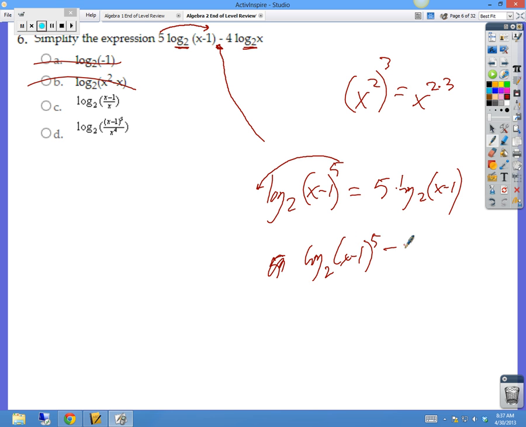Take away, I'm going to do the same thing. Take away log base 2 of x to the 4th. And now the subtract is going to lead to division. So I'm going to go log base 2. My numerator is the first one, x minus 1 to the 5th, divided by x to the 4th. This 4 is going to be put as an exponent to that x. So that's why it's got to match up. This one's got to match up with D.